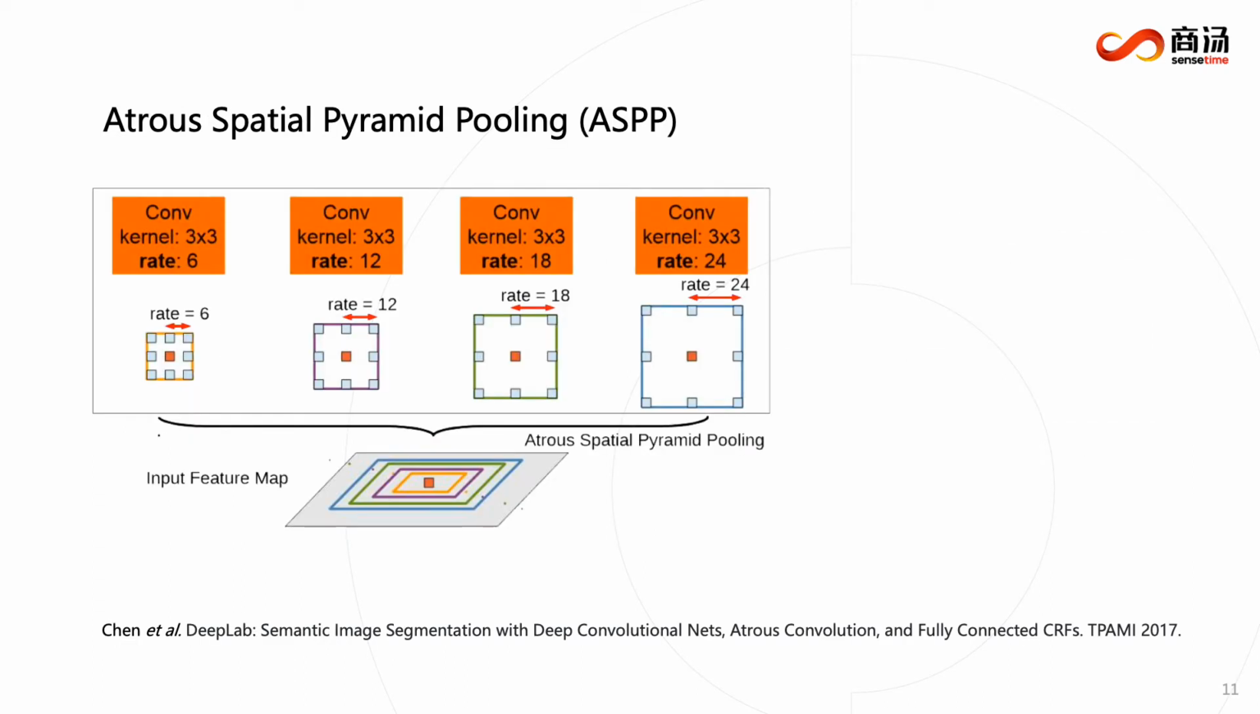Atrous spatial pyramid pooling is composed of multiple dilated convolution layers with different dilations. It is widely used in segmentation and helps to segment small objects. We use Atrous spatial pyramid pooling in our proposed DSTM.